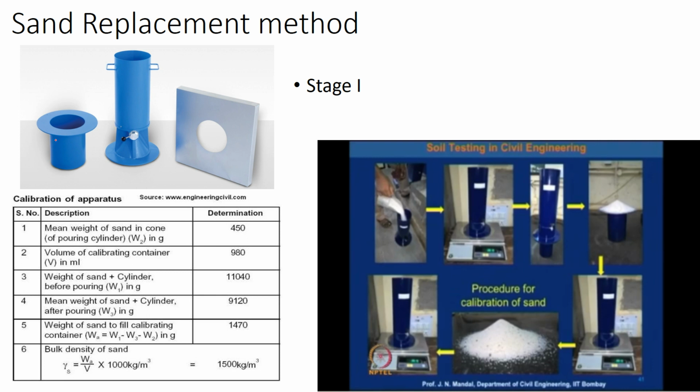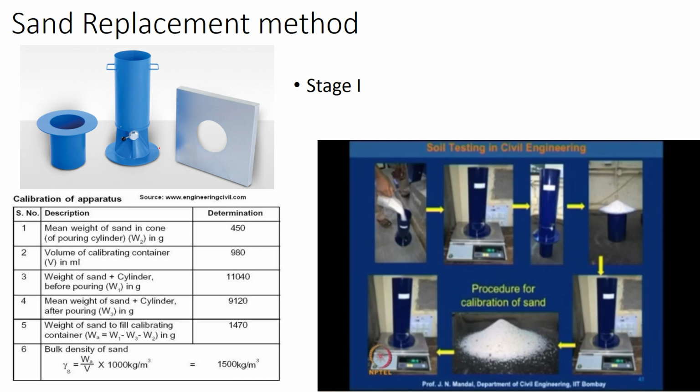So in a sand replacement method, we have two stages. One is going to be the calibration of the can, and the other one is going to be in the field. So you have three pieces of equipment. One is going to be your calibration can, the sand pouring cylinder, and this is a tray. This calibration can will have 10 centimeter dia and 15 centimeter height, the standard dimension, and this tray is going to be 10 centimeter in dia.